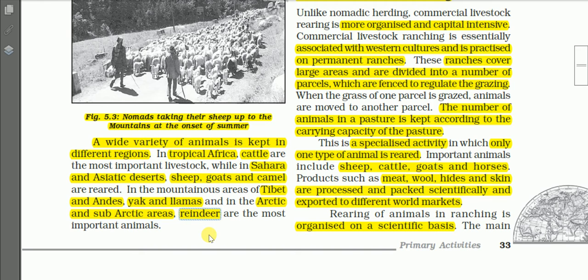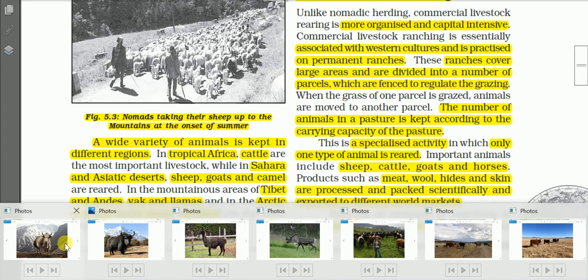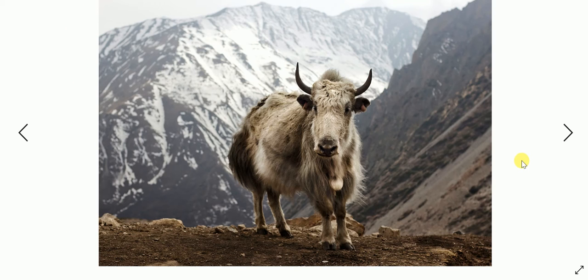Have you ever seen yak or llamas? See, I will show you some photographs. This photograph shows a yak.